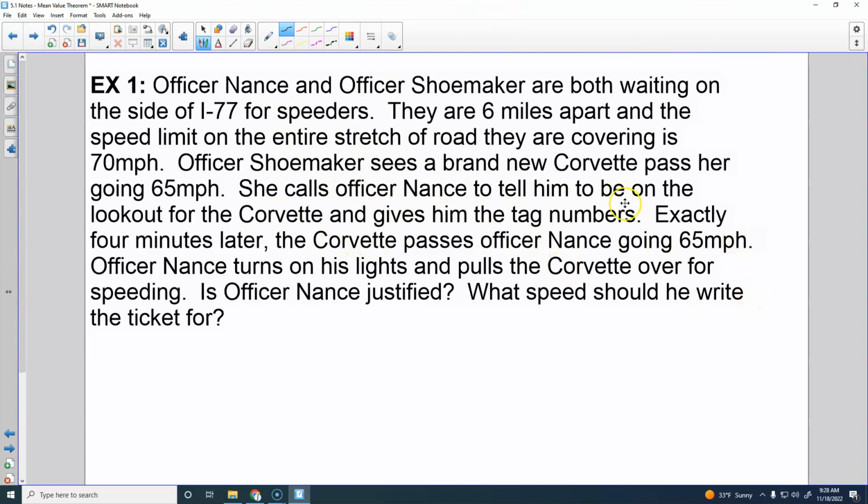Did the Corvette, I said he, it could be a she. It's probably a he. Did they speed? And how can we know? We can't figure out their instantaneous speed, but we can find their average speed, right? So if you look at how far they traveled, 6 miles in 4 minutes, but because we want this to be in miles per hour, let's change 4 minutes to hours.